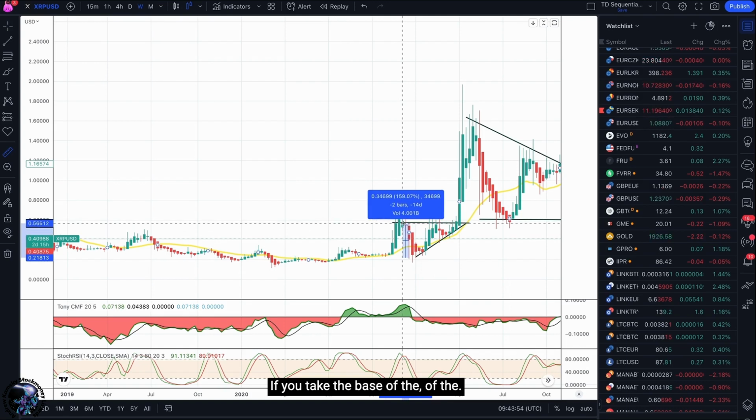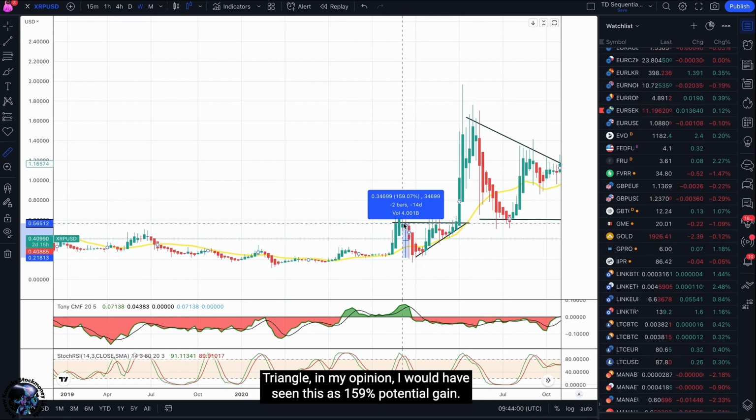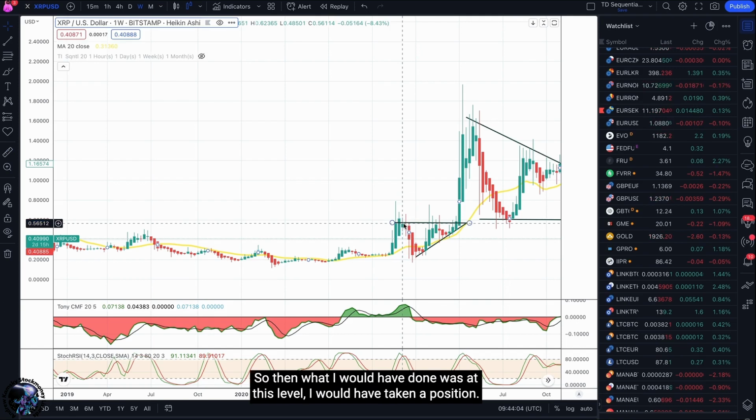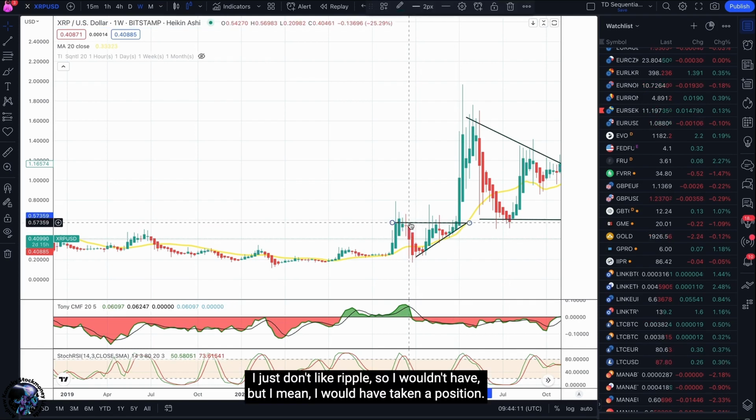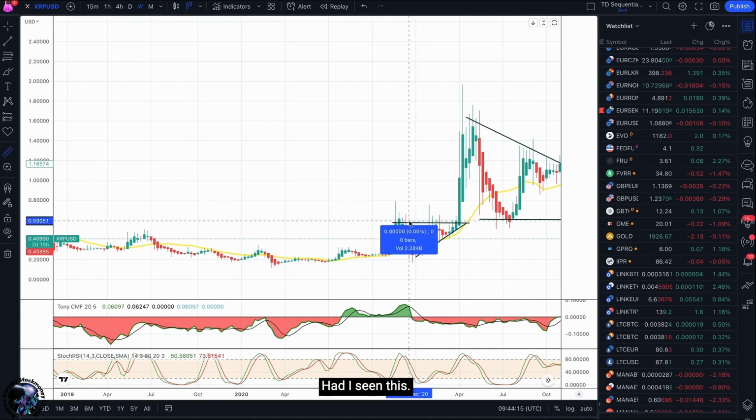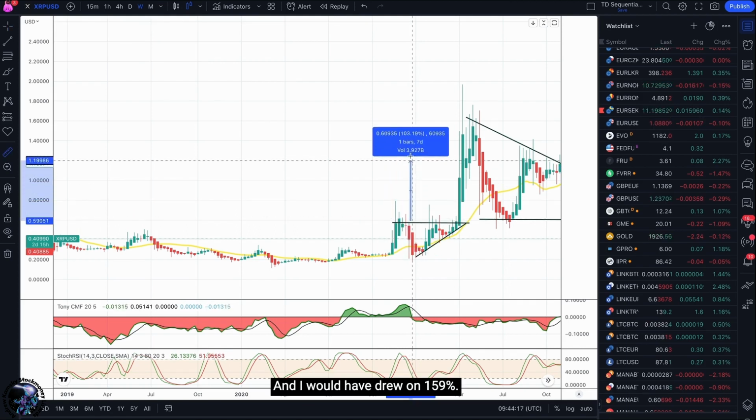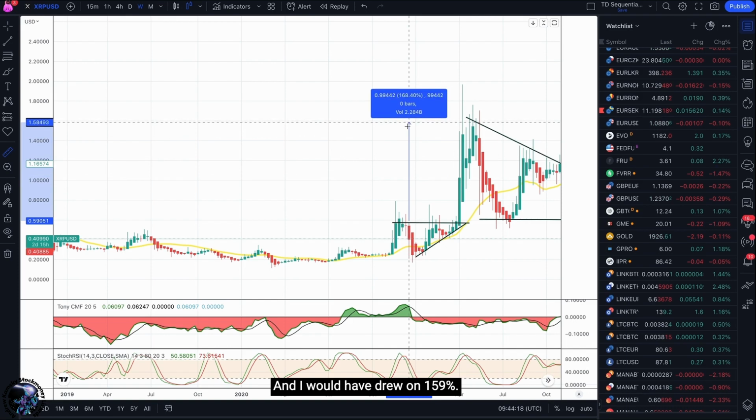If you take the base of the triangle, in my opinion, I would have seen this as 159% potential gain. So then what I would have done was, at this level, I would have taken a position. I just don't like Ripple, so I wouldn't have. But I would have taken a position had I seen this. And I would have drawn 159%, which is circa this level of 153.